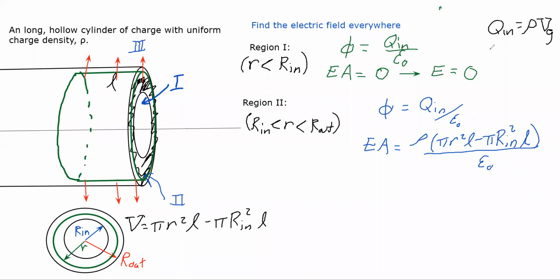But the electric field times the area is 2 pi R L, and I have that equals density times pi r squared L minus pi Rn squared L, over epsilon 0.